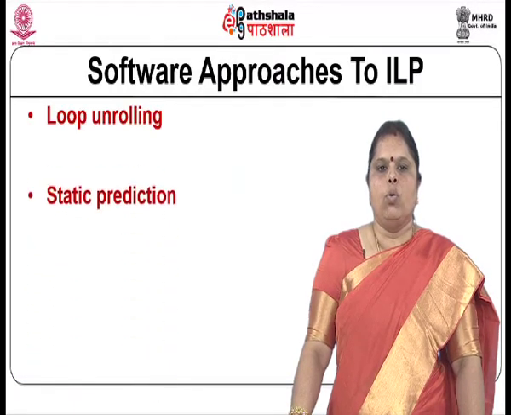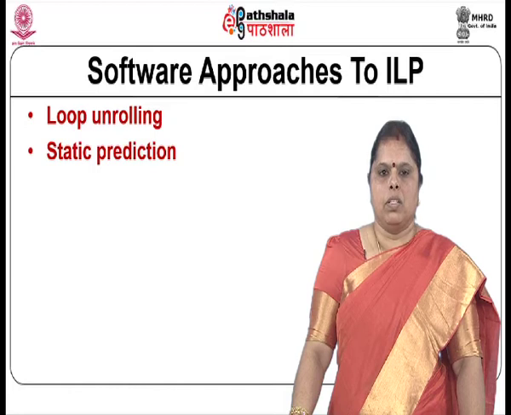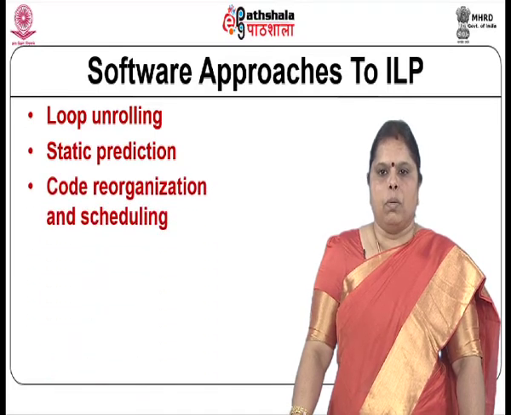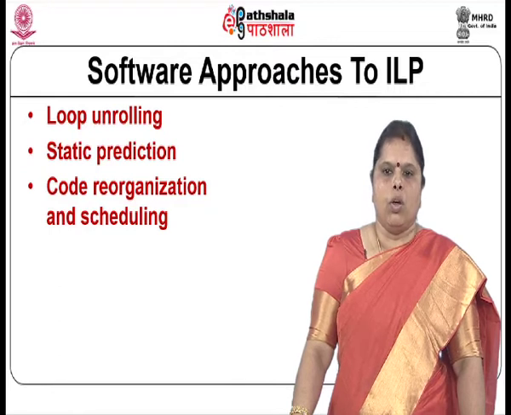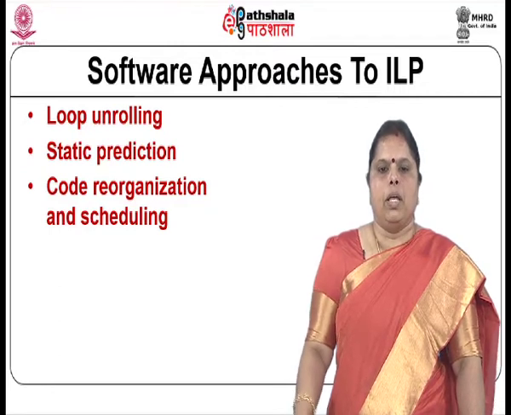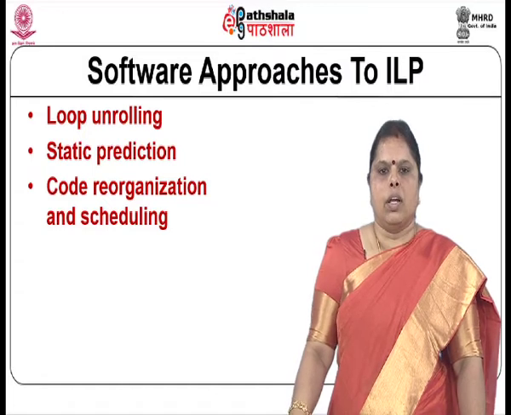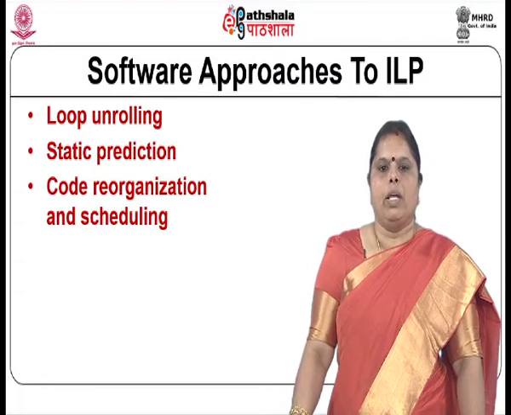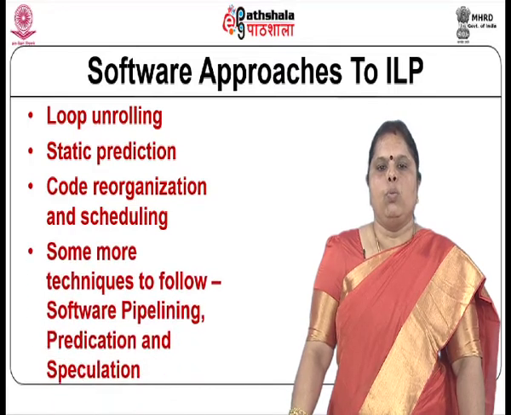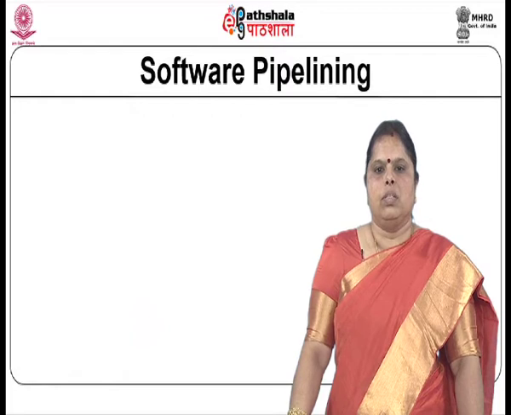Loop unrolling, which we discussed in the previous sessions, and static prediction are the fundamental approaches that the compiler uses to exploit instruction level parallelism. Apart from that, you can also do code reorganization, where the dependent code is moved across so that you reduce the dependencies and do a better scheduling. In this module we are going to look at software pipelining, predication and software speculation.